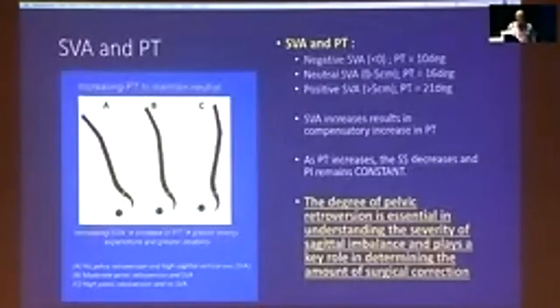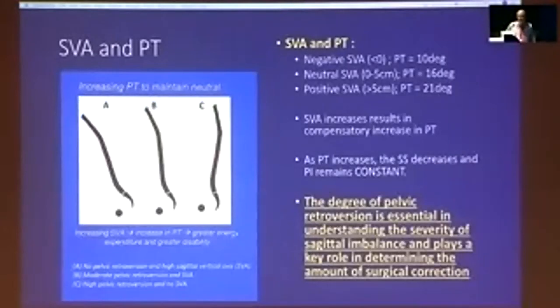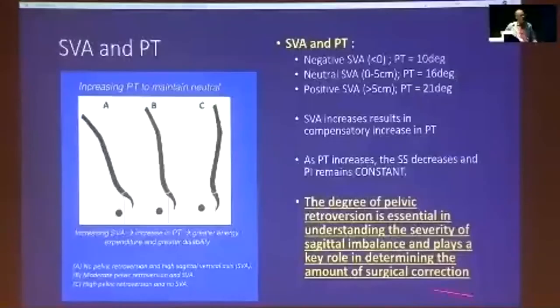Depending on your deformity, and I think we have a very nice slide to follow in the next session that he's giving. So the more tilt you're going to have, the more problems you're going to have, because in order to maintain neutrality, the pelvis goes down, and this is important to understand. The degree of pelvic retroversion is essential in understanding the severity of sagittal imbalance and plays a key role in determining the role of surgical correction.